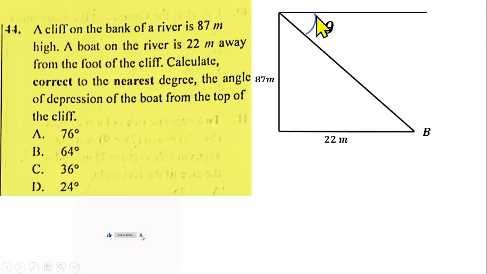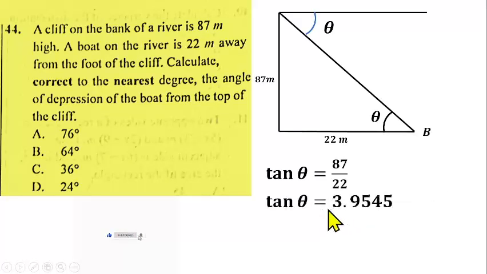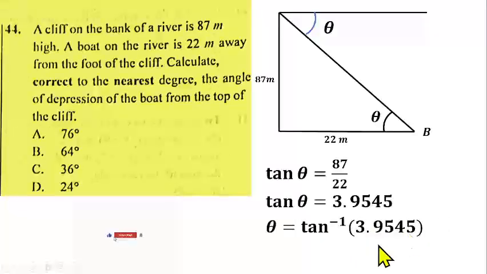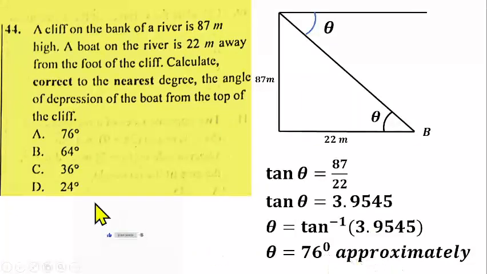This angle theta is the angle of depression we are looking for, but we cannot use it now because it is outside the triangle. So we can bring it inside this triangle using the alternate angle. The angle here and the angle here are alternate angles, so they are equal. Now that this angle is inside the triangle, we can use a trigonometric ratio to find this angle: opposite over adjacent, that should be tan. So tan theta equals opposite over adjacent, which is 87 over 22. Then tan theta equals 3.954. Then theta will be tan inverse of 3.954, and that should give us approximately 76 degrees, which is option A for question number 44.